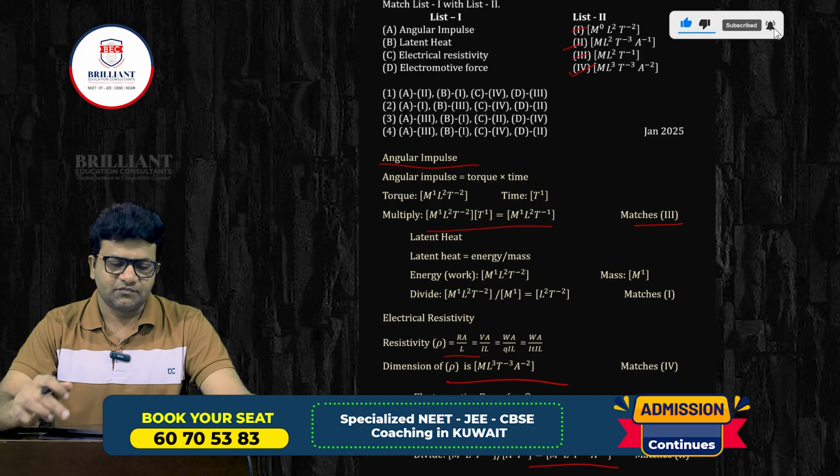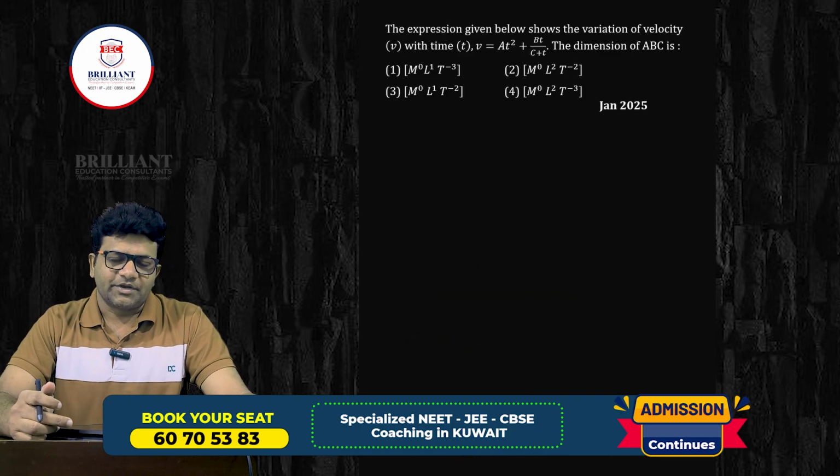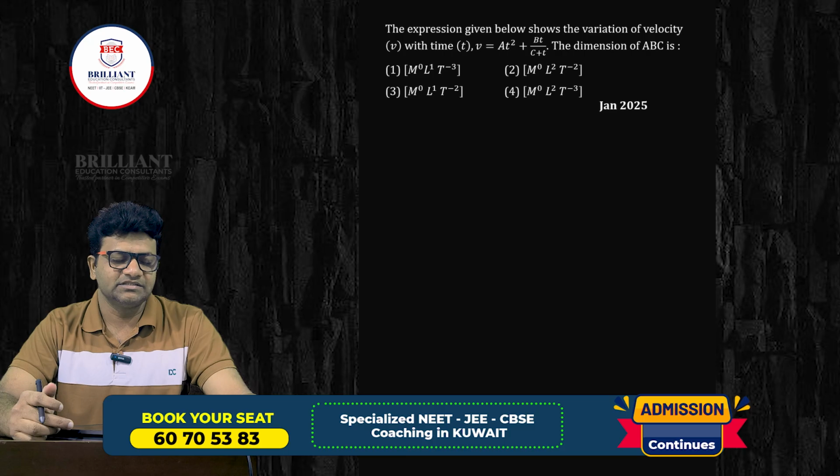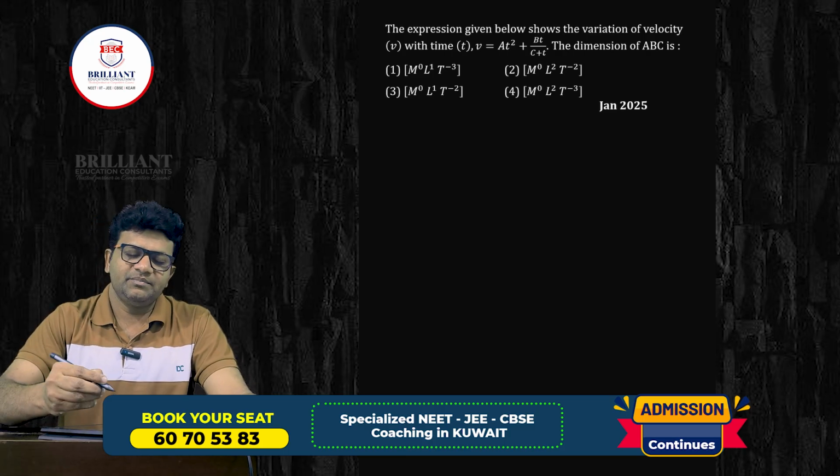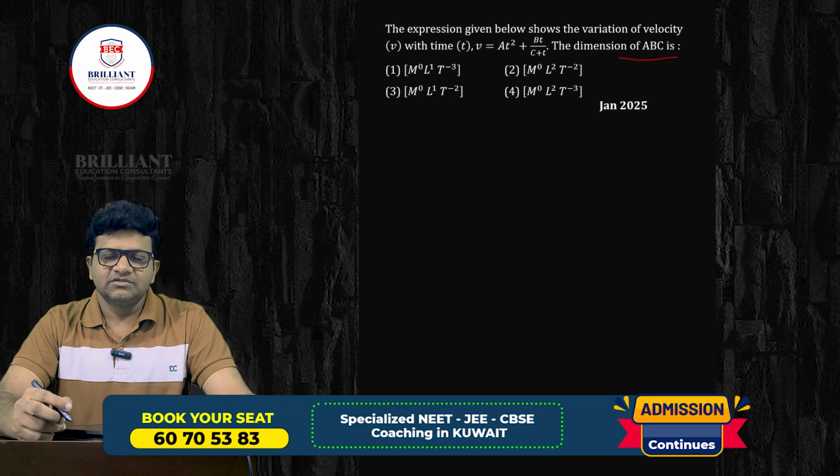So the correct option is 4. Now next question. The expression given below shows the variation of velocity v with the time t. v is equal to at² plus bt divided by c plus t. The dimension of abc is, so here we have to find out the dimension of abc.